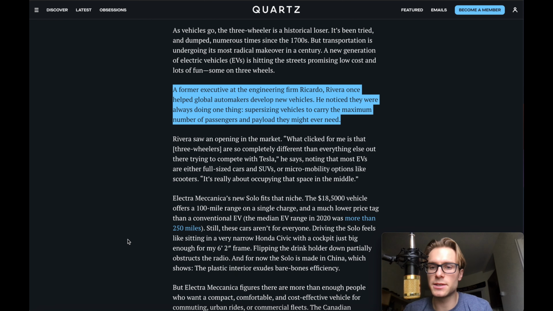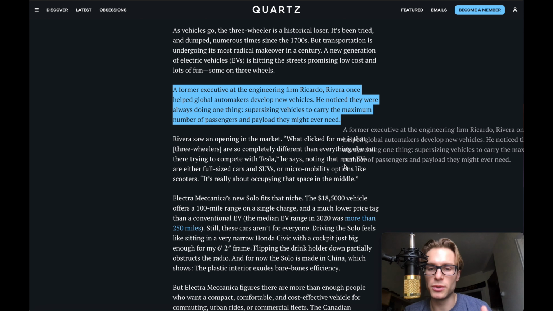So first, let's talk about the addressable market. The CEO, Rivera, noticed that electric vehicle companies were always doing one thing: supersizing vehicles to carry the maximum number of passengers and payload they might ever need. So he saw an opportunity in the market.